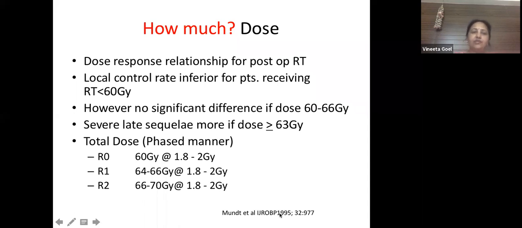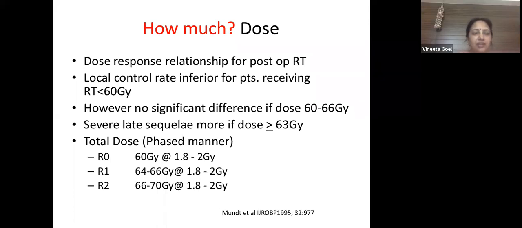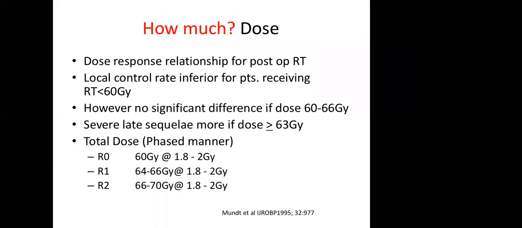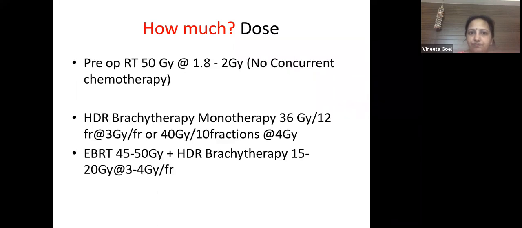I again want to emphasize that I'm not suggesting that we give 60 gray to the entire 5 centimeter margin. We generally give 44 gray in phase 1 to a 5 centimeter margin and then phone down to a 2 centimeter margin and take it up to 60 gray. Suppose there is an R2 resection, you may just give that additional 6 to 10 gray only to the site of R2 resection and not to a larger volume. Otherwise, the late complications as well as acute complications will increase much more.